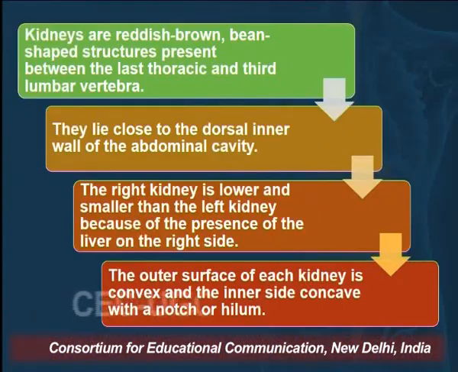Now, kidneys are reddish brown bean shaped structures present between the last thoracic and third lumbar vertebra. They lie close to the dorsal inner wall of the abdominal cavity. The right kidney is lower and smaller than the left kidney because of the presence of the liver on the right side. The outer surface of each kidney is convex and the inner side concave with a notch of hilum.